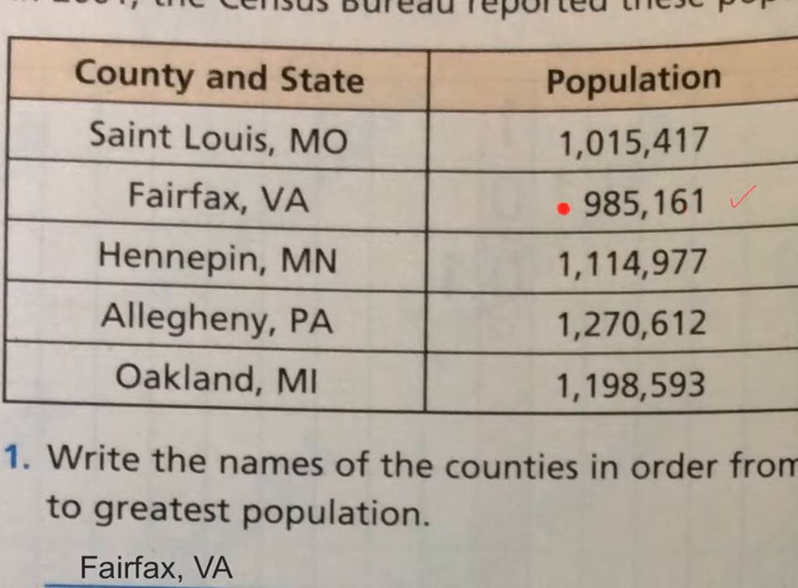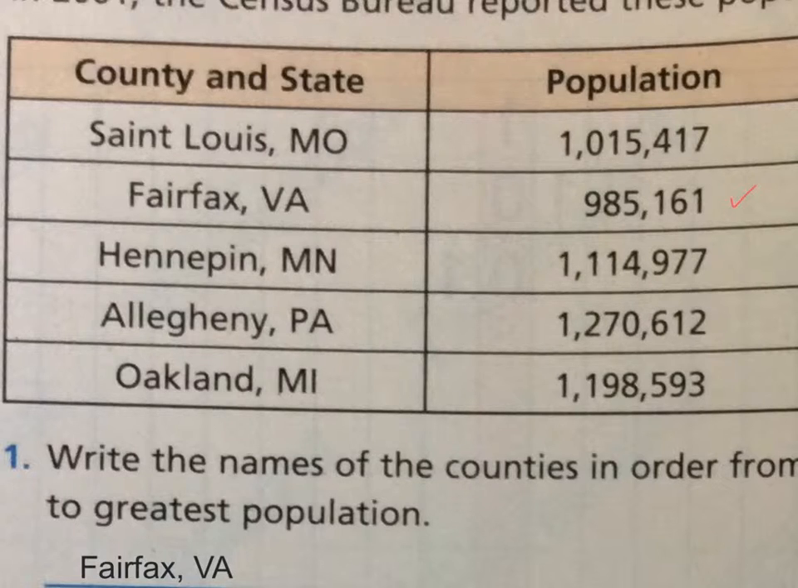And remember, I'm going to ignore Fairfax, Virginia now because I've found that that's the least. So I've got a 0. Well, that's the lowest you can get there. A 1, a 200,000s, and 100,000. So I've identified my second least, St. Louis, Missouri. And I would write that on the line next to Fairfax, Virginia.